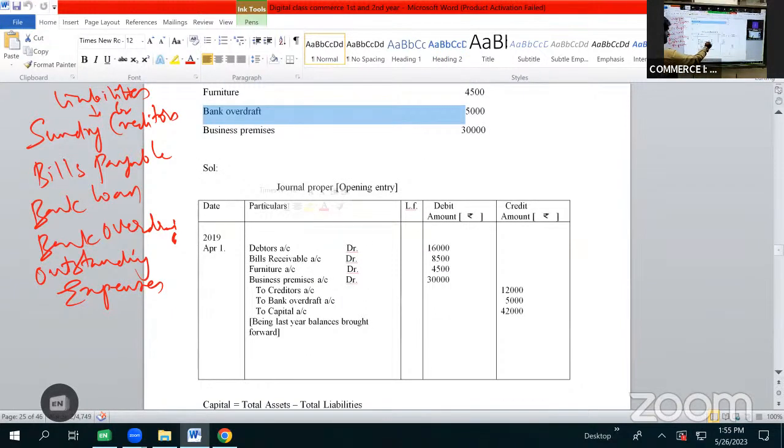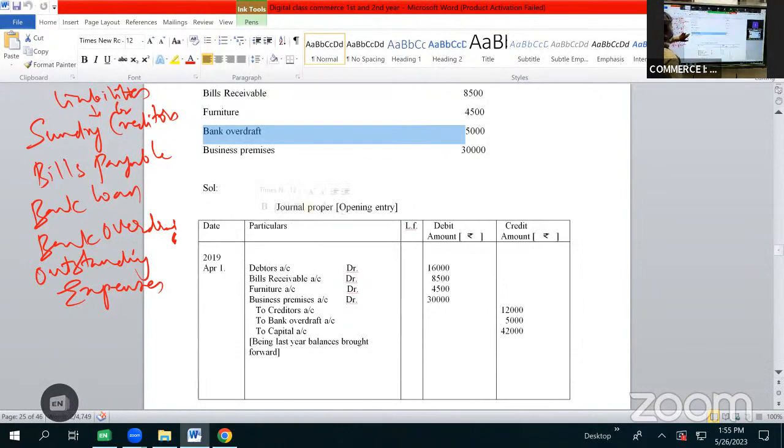First we'll be writing debtors account debit. All debits will be recorded one after the other first. Then we'll be writing credits. Debtors account debit 16,000 on debit side. Bills receivable account debit 8,500 on debit side. Furniture account debit 4,500 on debit side. Business premises account debit 30,000 on debit side.